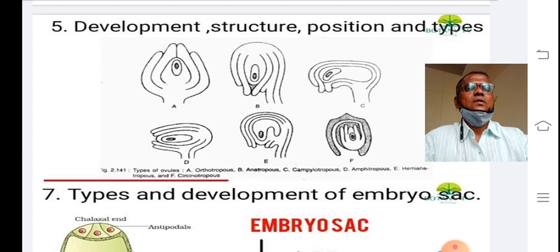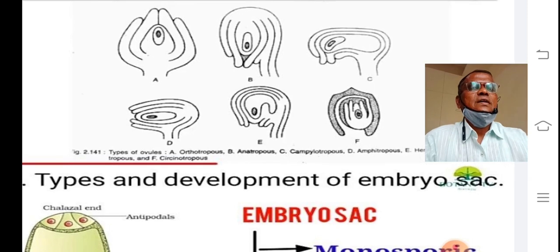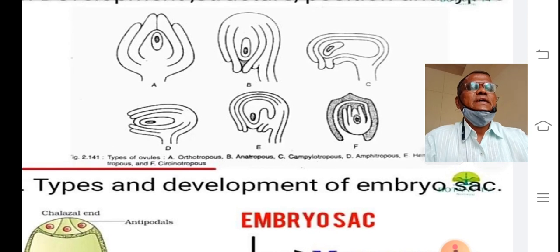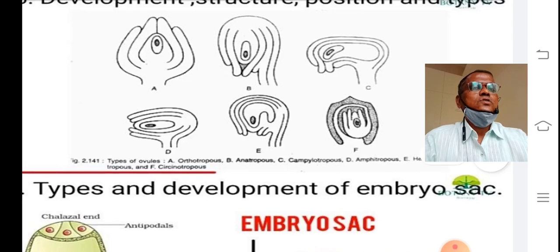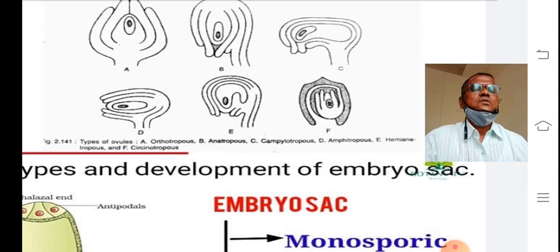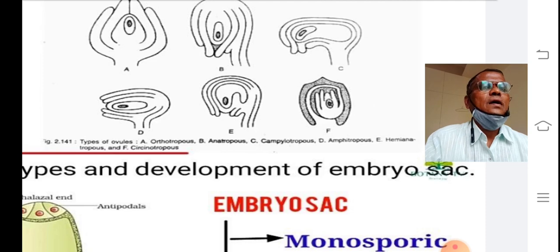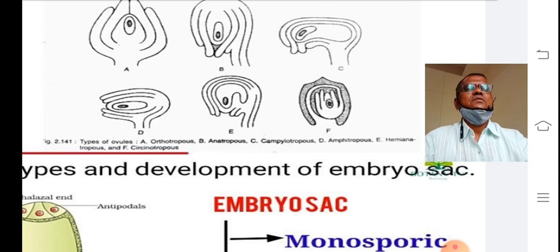In A they are in one line: orthotropous. In B diagram, micropyle and funiculus are on the same side: the anatropous ovule. In the C diagram, it shows campylotropous, at 90 degrees. Then the D diagram shows amphitropous, 90 degrees but with a slight fluctuation. In the E diagram, it is anatropous, not totally, but at some angle. And the F diagram shows circinotropous, with total coiling.